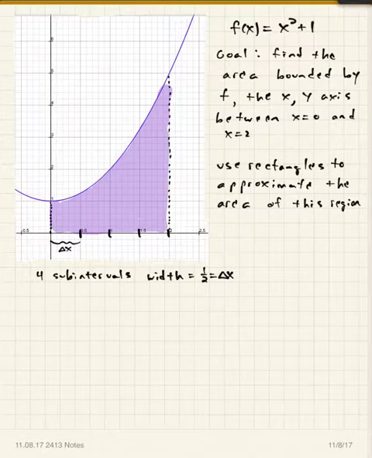And notice that the width of each of these intervals is going to be exactly the same. We do that as a simplifying assumption in this problem. You don't have to do that, as it turns out. You can make the subintervals all different widths, and that would be fine. But we're going to simplify the process by making them all exactly the same width.